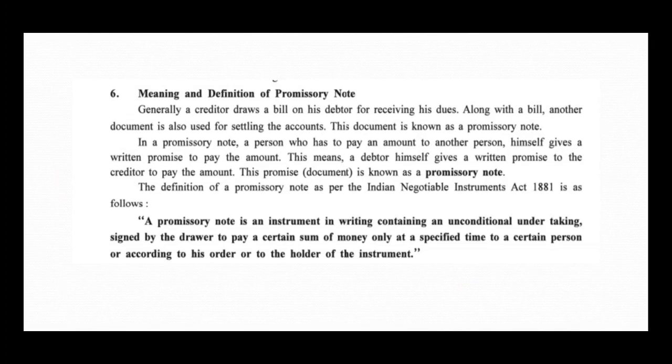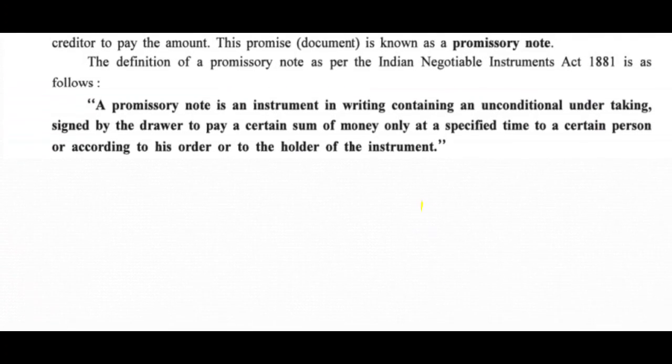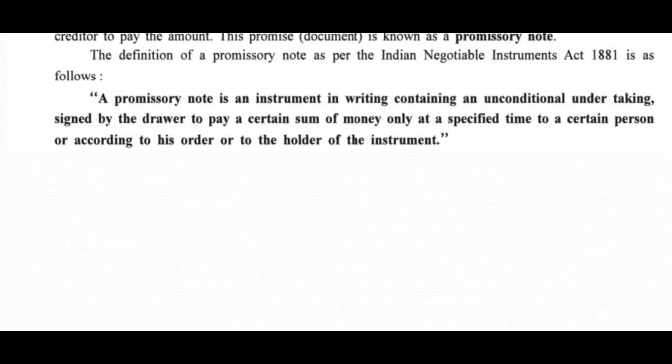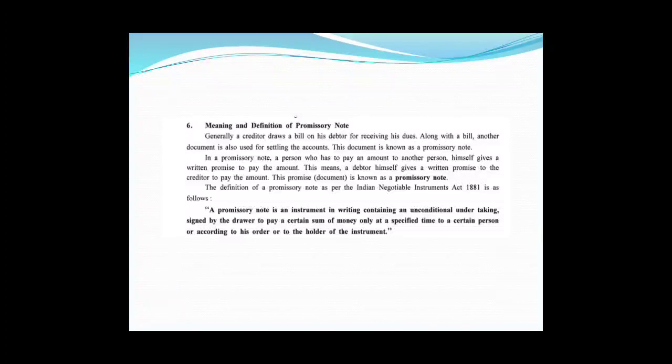The definition of promissory note as per Indian Negotiable Instrument Act 1881 is as follows. Promissory note is an instrument in writing containing an unconditional undertaking signed by the drawer to pay a certain sum of money only at a specified time to a certain person or according to his order or to the holder of the instrument. Let us see the characteristics of promissory note.